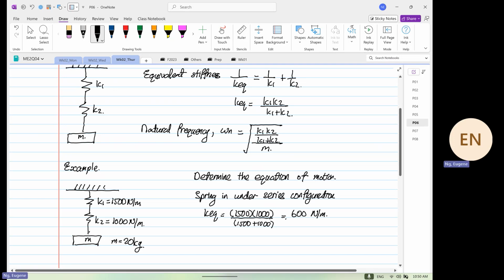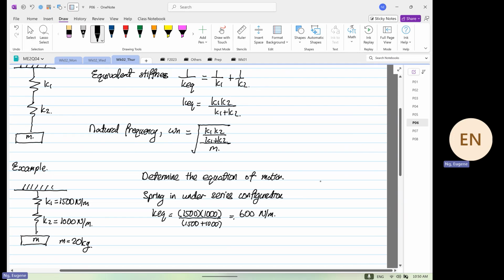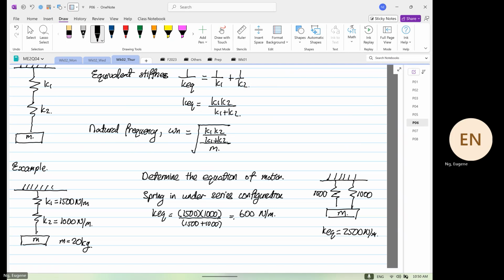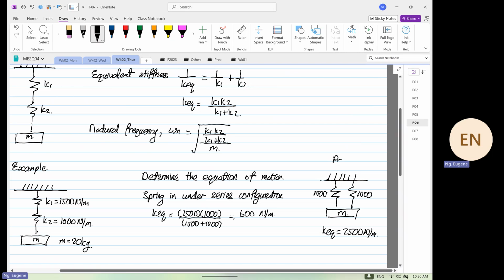Okay. Now, if you have a spring, this is interesting, okay? If it's in parallel, if this is 1,500, this is 1,000, right? K equivalent is equal to what? Am I right or am I wrong? If this will be in what? So what does it mean?